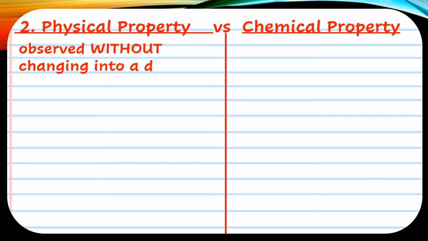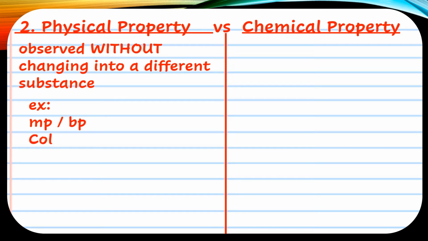A physical property is a property that you can observe without changing it into a different substance. Examples could be the melting point or the boiling point. You can measure the temperature at which something melts or the temperature at which it boils without having to have it undergo a chemical reaction and change into a different substance. Color you can observe without changing it into a different substance. Same with density. And there are two important vocabulary words that we're going to include here.